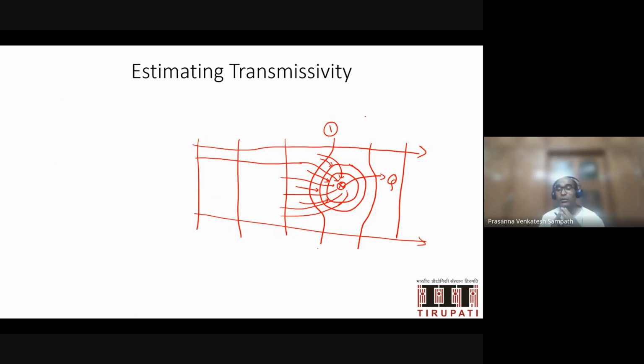So what you see around the pumping well is these closed contours. Okay, when I say closed contour, that indicates that flow is not able to escape out from the impact of pumping.